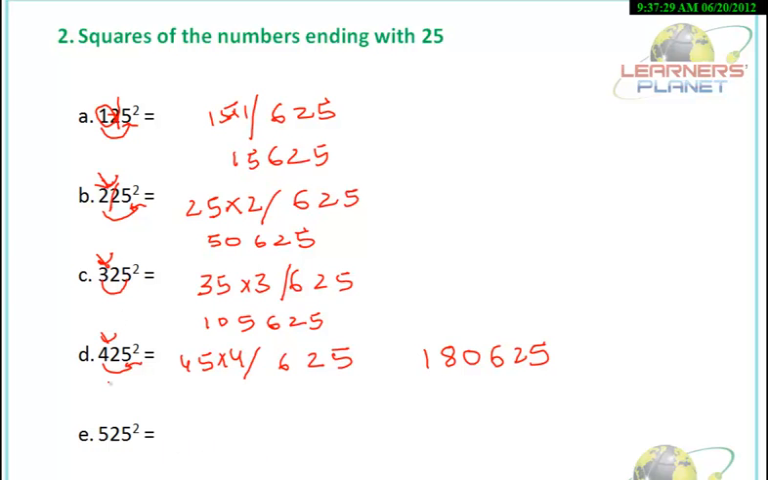So here we write 625 as it is, then 55 into 5. Okay, now that 55 into 5 is 275 and 625 we have to write as it is. So 525 square is 275625.